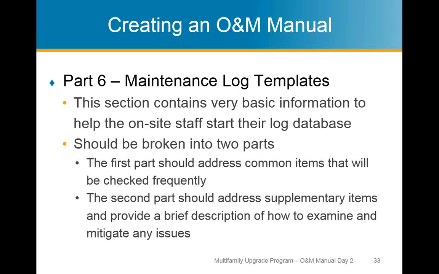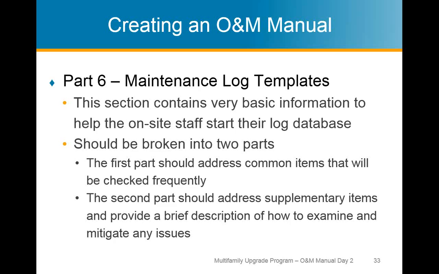So it should be broken out into 2 parts. The first part should address common items that will be frequently checked, and the second part should address the longer term items. "Supplementary" is a little bit of a funny word because I think it de-emphasizes their importance. So maybe a better way to say that might be short and long-term log items. We should keep those two differentiated and easily identifiable. When somebody is going into Part 6, they don't have to hunt and peck for the various logs. It should be easily identifiable.